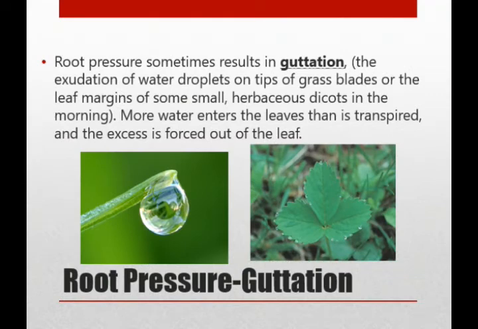Root pressure sometimes results in guttation, which is the exudation of water droplets on the tips of grass blades or the leaf margins of some small herbaceous dicots in the morning. More water enters the leaves than is transpired, and the excess is forced out of the leaf.